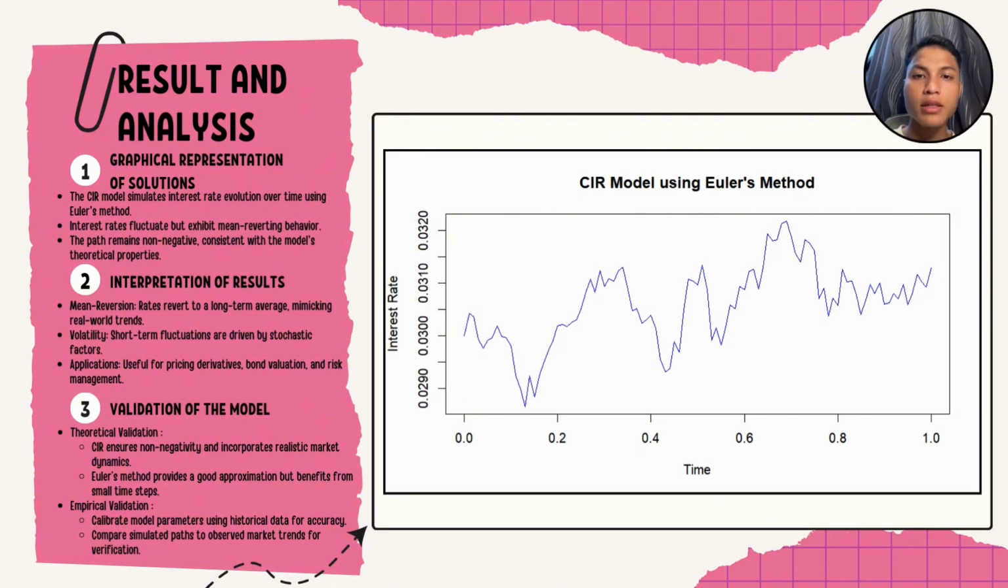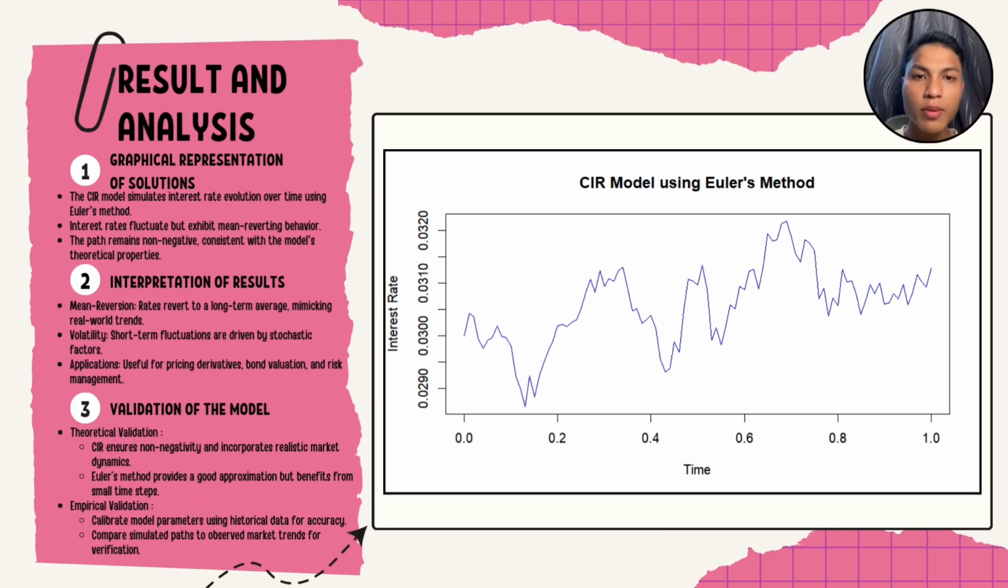The second part is the interpretation of results. The behavior of the model is also divided into three components. The first component is mean reversion. The CIR model reflects the real-world tendency of interest rates to revert to a long-term average. This is apparent from the oscillation around a central value. The second component is volatility. The amplitude of fluctuation highlights the impact of the volatility factor in the CIR model, where larger volatility increases the randomness in the path. And the third component is application.